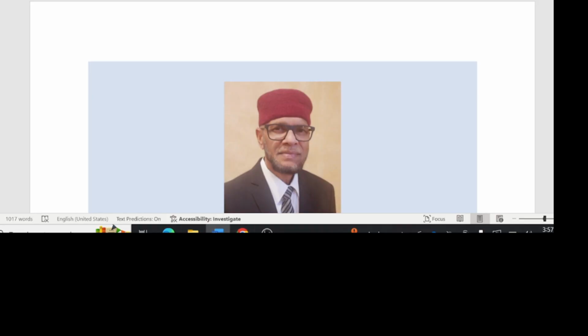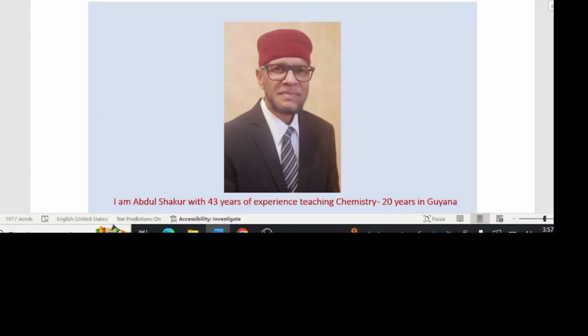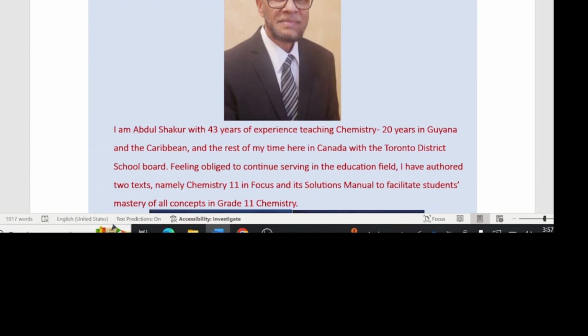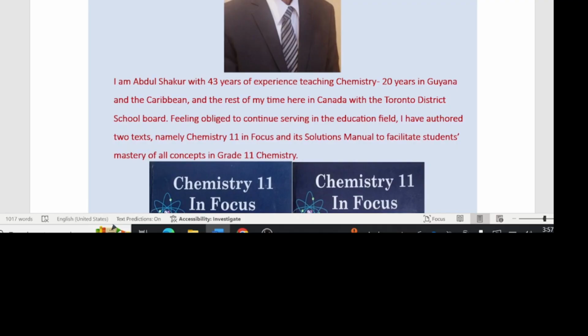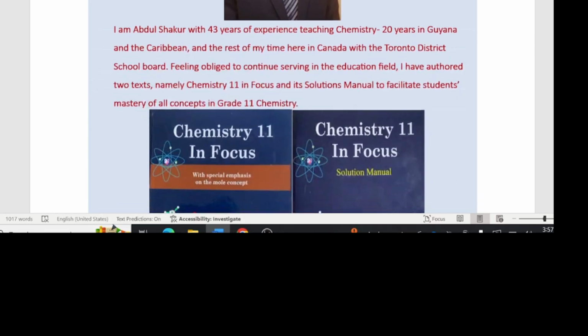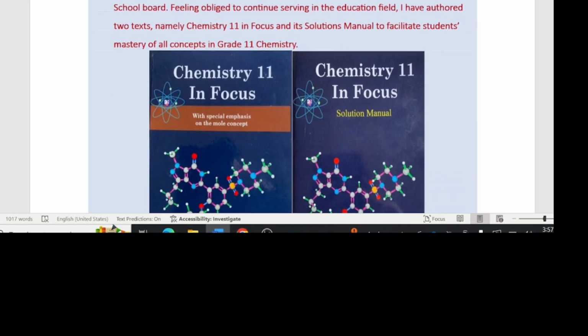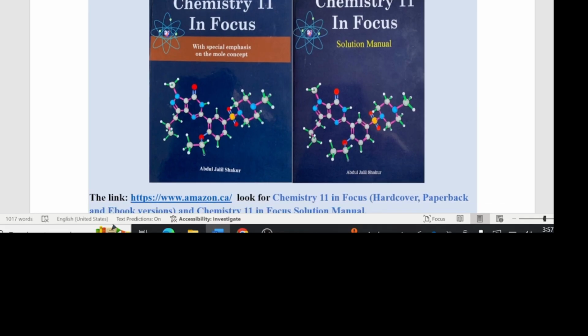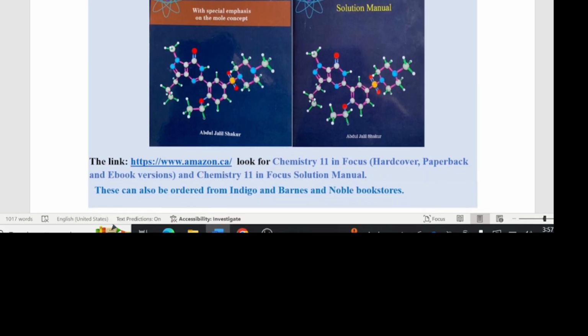Authored by veteran chemistry teacher Abdul Shakur, these two textbooks provide all the essentials that would not only enable students to master grade 11 chemistry, but to excel at the next higher level in this subject. What makes these texts unique are their creativity and profundity with which concepts are explained for clarity and mastery. The following is one of a set of 44 different tutorials created by the author, using materials primarily from the text Chemistry 11 in Focus.